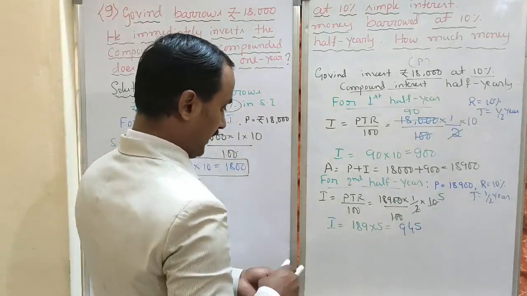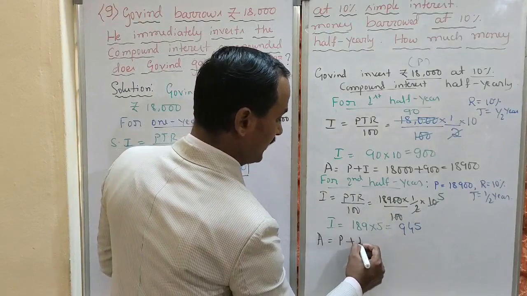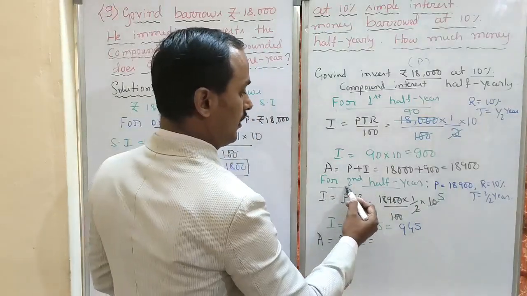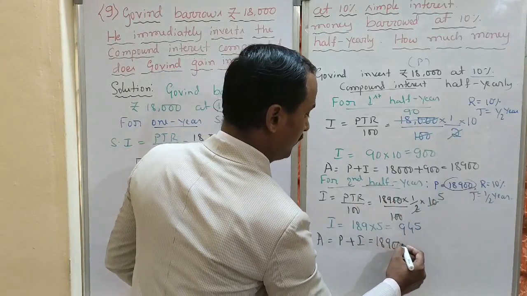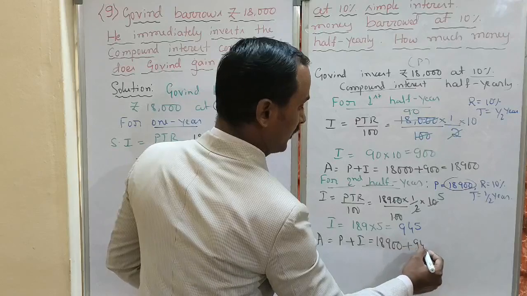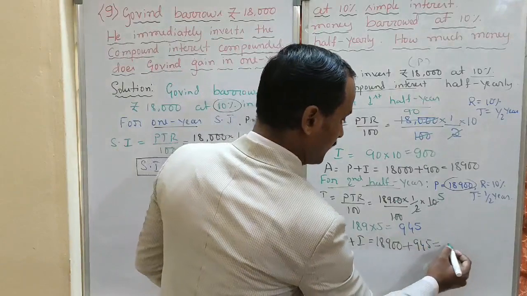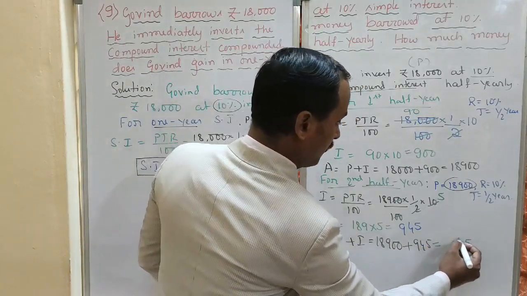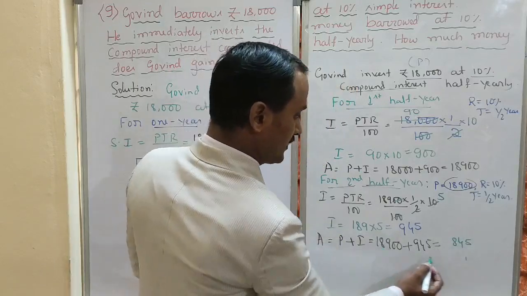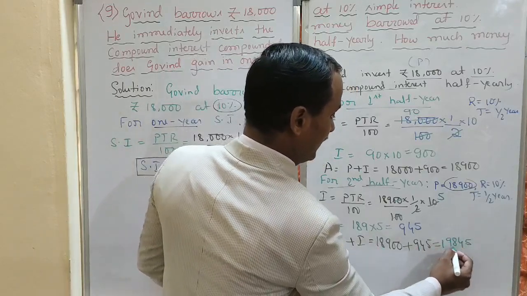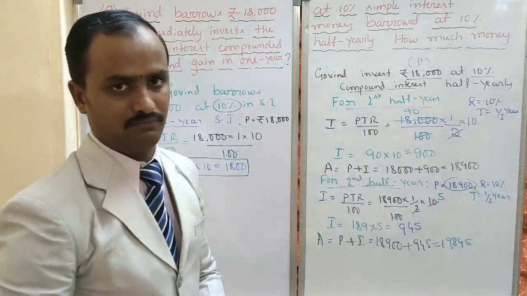Okay, then amount at the end of the second half year is equal to principal plus interest. In the second half year, principal is 18,900 plus interest 945. This addition, how it became, you know that? See, 0 plus 5, 5; 4 plus 0, 4; 9 plus 9, 18, 8 and 1 carry; 8 plus 1, 9; 1 as it is. 19,845 at the end of second half year.